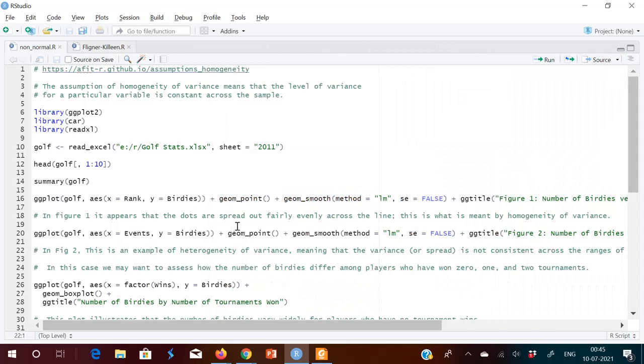In the first one, dots are spread out fairly evenly across the line. That is what is meant by homogeneity of variance. Here it is heterogeneous. So in this case we may want to assess how the number of birdies differ among players who have won 0, 1 or 2 tournaments. So for that, what to do?